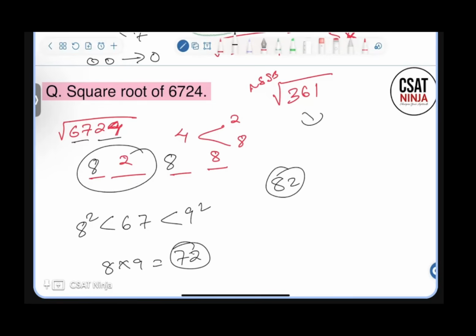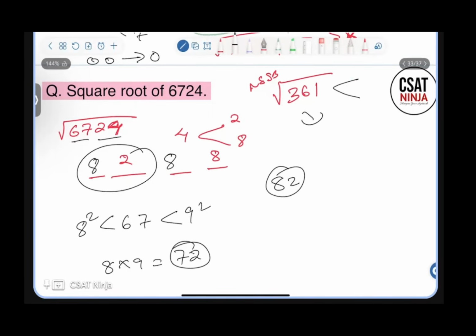What about this? 361. If a number is ending by 1, it's under 20 only, okay? But since we are doing this rule, if it is ending by 1, then it will either have 1 or 9. So we have ending by 1 and ending by 9 here. I'm going to divide 2 and 1 here. So 3 lies between which square and which square? 3 lies between 1 square and 2 square. So this will be 1 here.